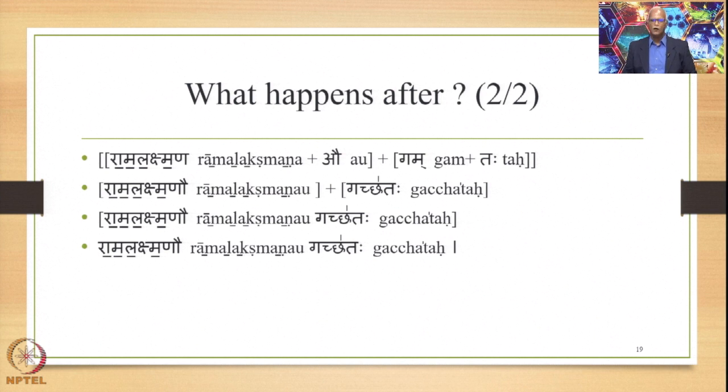And so we have Rama Lakshmana plus Au plus Gama plus Taha, and then the sentence derivation continues and we get Rama Lakshmanau Gacchataha as a sentence consisting of two padas. The accent of Ramalakshmanau is also mentioned here, and the accent of Gachataha, a separate pada, is also mentioned here. Now, once these two padas come into contact and one sentence unit is generated, the sentential context also generates a modified accent, and that is Ramalakshmanau Gachataha. And so this is the accent generated, this is the sentence generated.